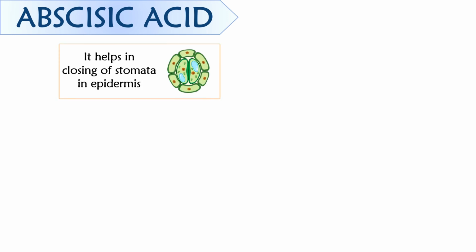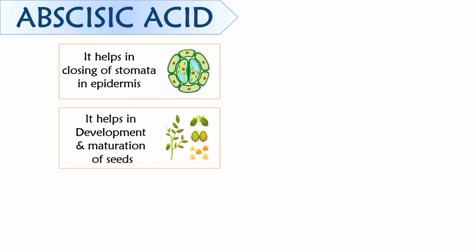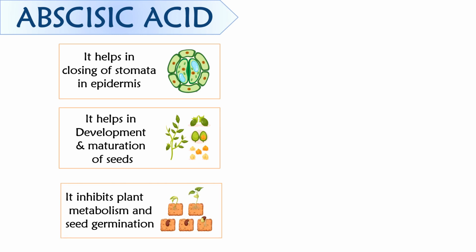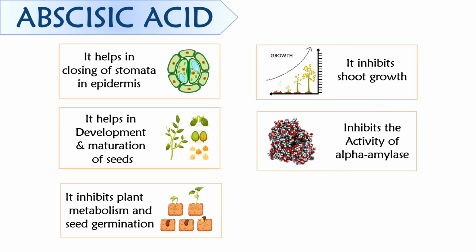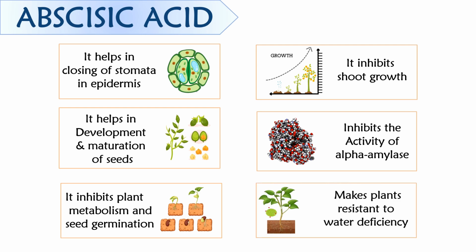Function of abscisic acid. It stimulates the closing of stomata in epidermis. It also helps in development and maturation of seeds. It inhibits plant metabolism and seed germination. It also inhibits shoot growth. Abscisic acid inhibits the activity of alpha amylase stimulated by gibberellins. It makes plants resistant to water deficiency.